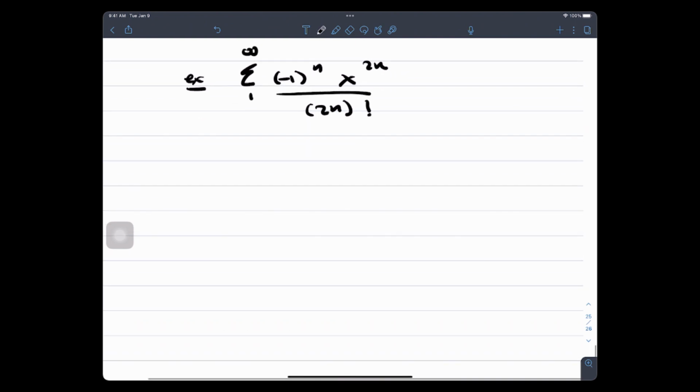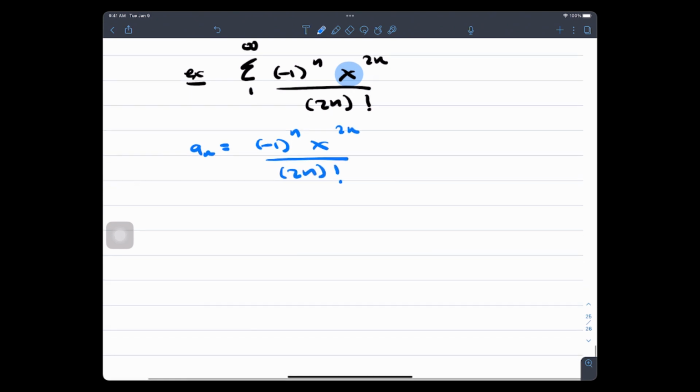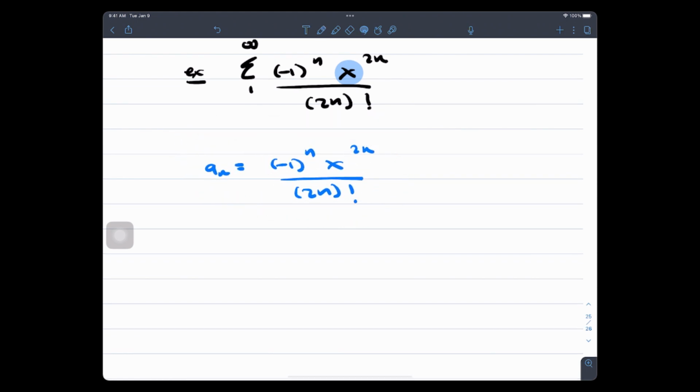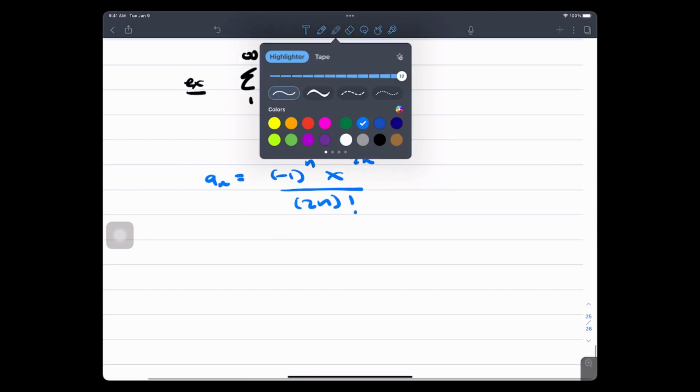Okay, another power series representation. The variable x. I want to know for what values of x you have convergence here, right? So here's again, what are you guys going to use again? This whole thing is going to be your what? an, negative 1 to the n, x to the 2n over 2n factorial. So this whole thing is your an.